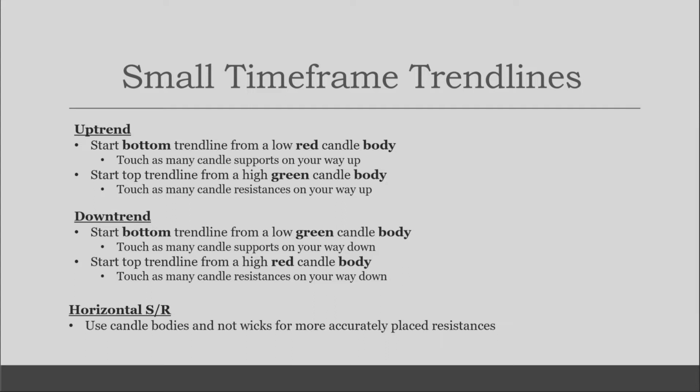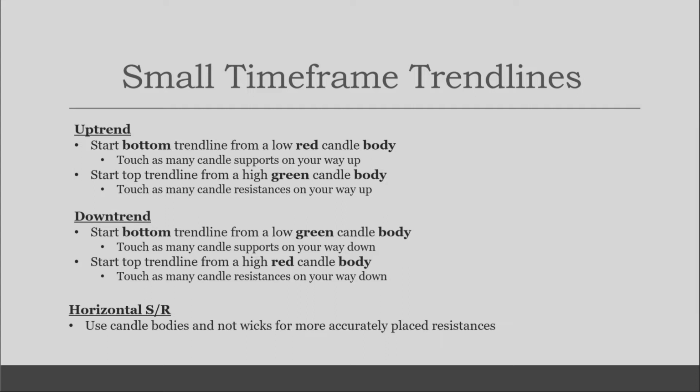In a downtrend, on the other hand, you should start your bottom trend line from a low green candle body. Again, touching as many candle supports on your way down. With regard to the top trend line, you should start it from a high red candle body. Again, touching as many candle resistances on your way down.